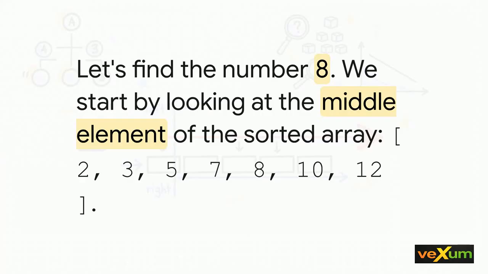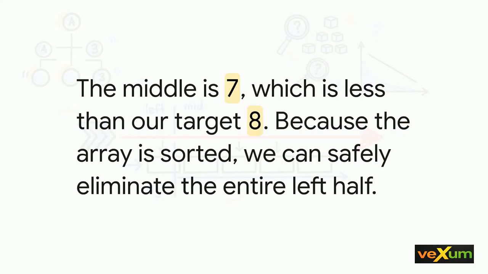Our mission? Find the number 8 in this sorted list of numbers. The first thing the algorithm does is look at the dead center. In this case, with 7 numbers, the middle one is easy to spot. It's the number 7. Now comes the decision. Is 7 our target? Nope. Is it smaller than our target, 8?